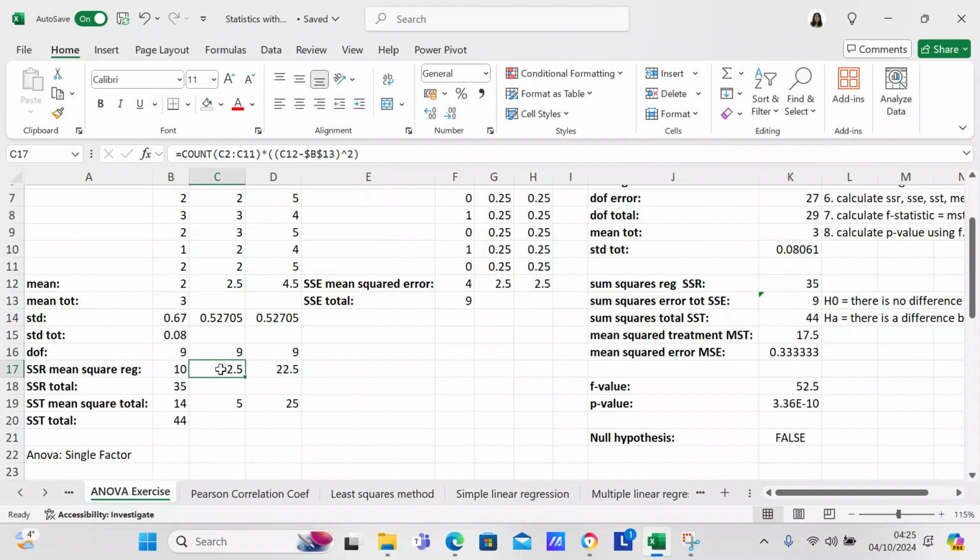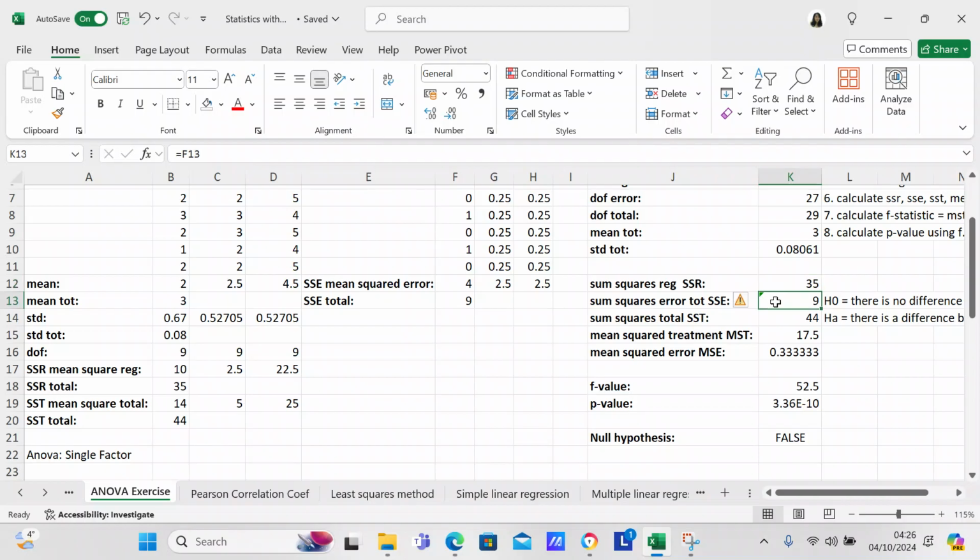We do the same thing for the next column, and then we do the same thing for the next column after that. And then you have an SSR total of the sum of B17 to D17, which is 35. Here we go. We've got 35 here for SSR, the sum of squares regression.